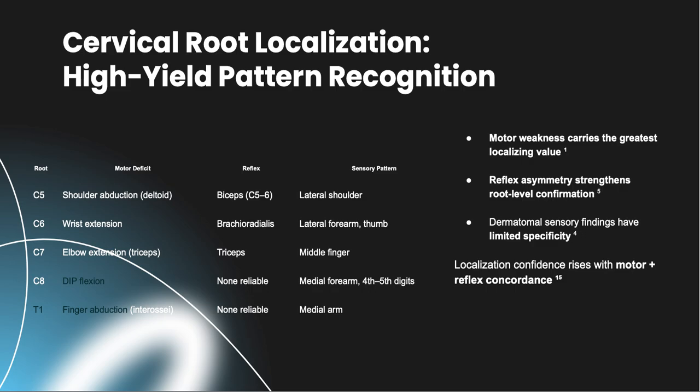Confidence rises when weakness, reflex change, and sensory alteration converge within one root. If findings span multiple roots or fail to align anatomically, reconsider the diagnosis. High-yield pattern recognition is not memorizing dermatomes, it is identifying physiologic concordance.